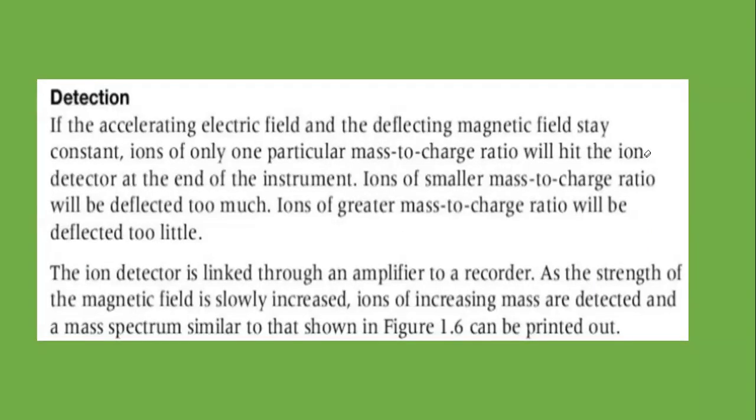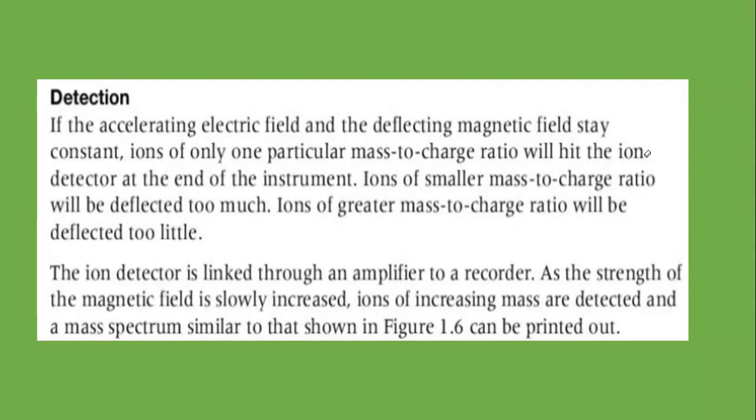So the detection chamber, like I said before: if the accelerating electric field and the deflecting magnetic field stay constant, ions of only one particular mass to charge ratio will hit the ion detector at the end of the instrument. But that is not what happens. The molecules move at different velocities. So ions of smaller mass to charge ratio will be deflected too much. Also, they move at different velocities. The lighter ones will move faster and they are also deflected.